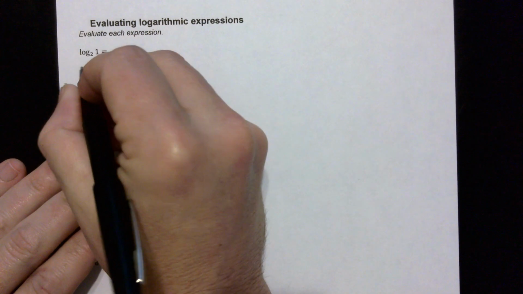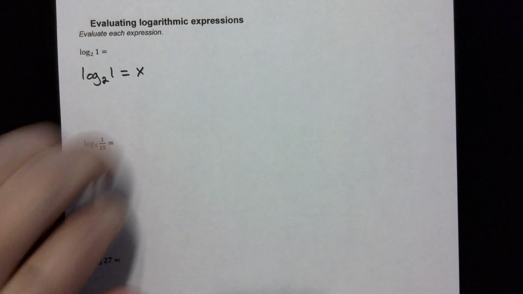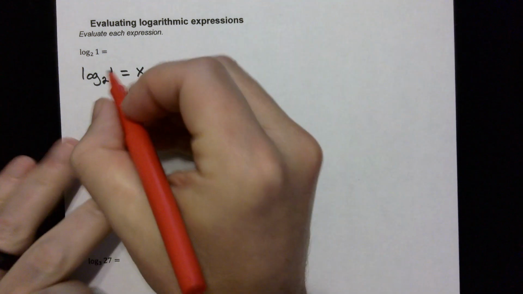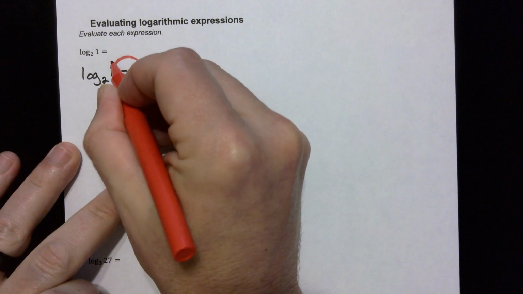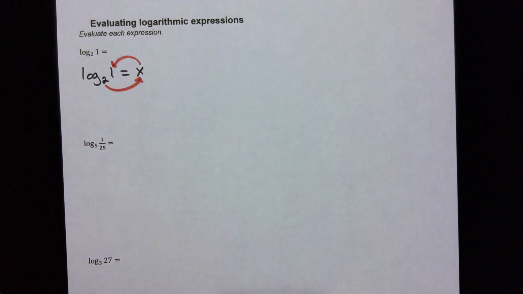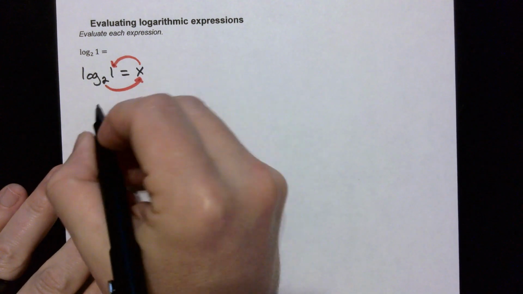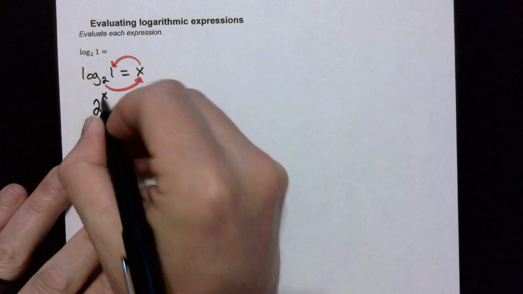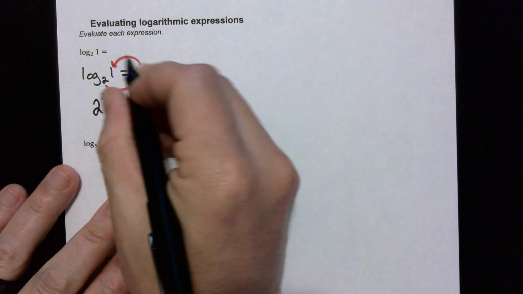What I do is I take this log base 2 of 1, and I set it equal to x. Then I'm going to convert this into an exponential. Our exponential, which is an equivalent function to log base 2 of 1 equals x, is 2 to the x equals 1.